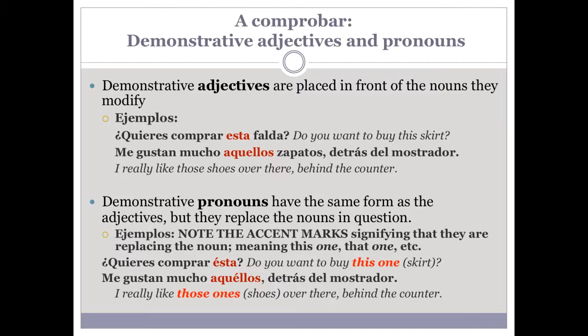Let's use the example of shoes. Me gustan mucho aquellos zapatos is what we said in the first phrase. We included zapatos. Now we're talking about shoes, and we know we're talking about shoes. So I say, me gustan mucho aquellos. Because we know we're talking about shoes, I can just say aquellos. I really like those ones, meaning the shoes, over there behind the counter. These take accent marks.